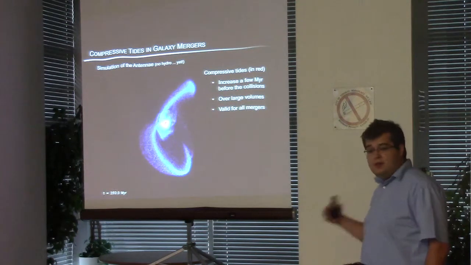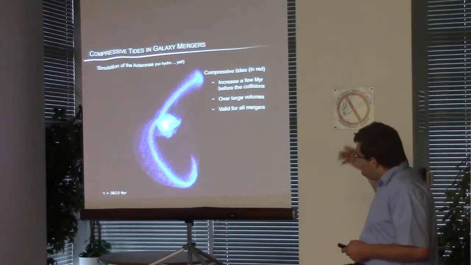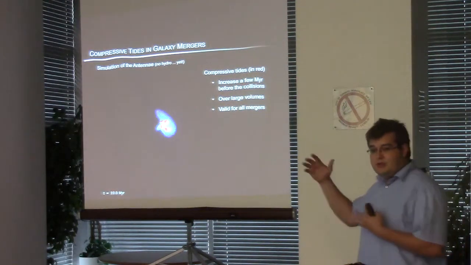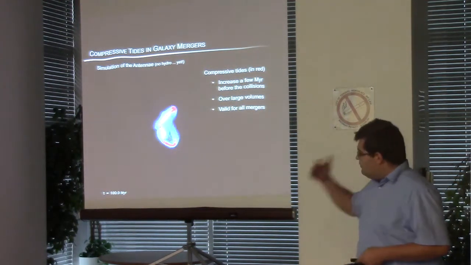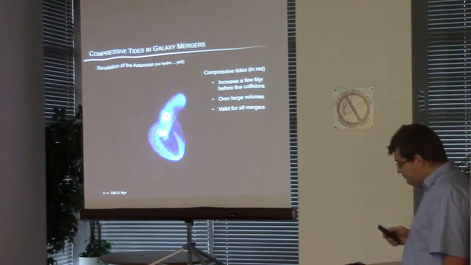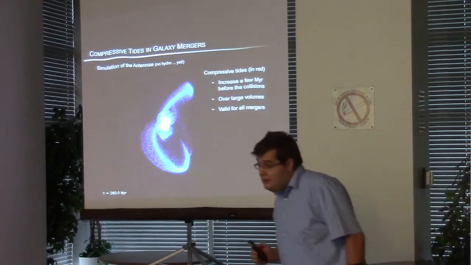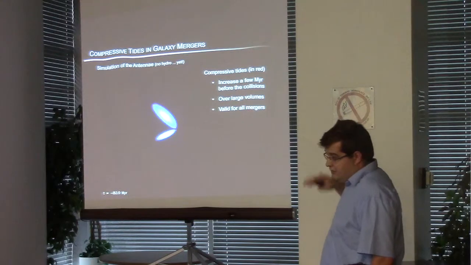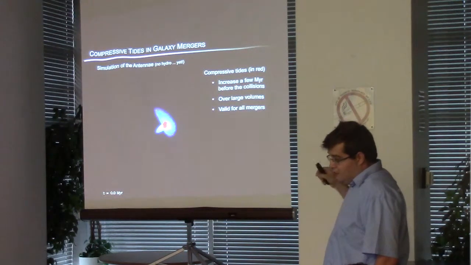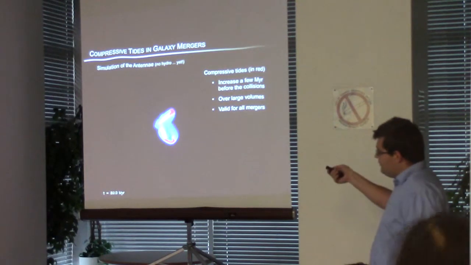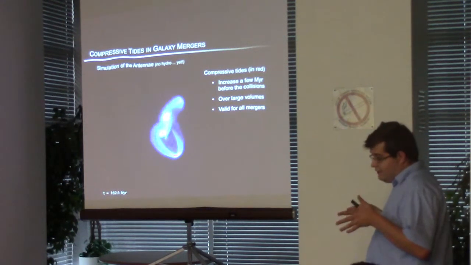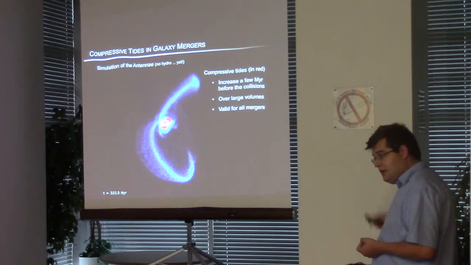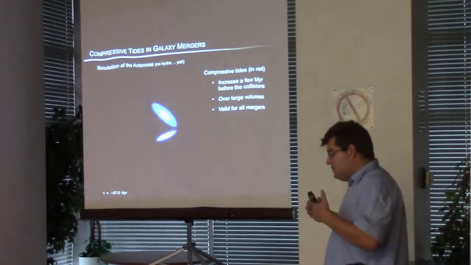In this very naive simulation of interacting galaxies with just stars and dark matter, no gas dynamics yet, I'm showing here in red the regions which are in this tidally compressive field. And you see that they develop during the merger. You have an increase a few million years before the collisions, before the pericentral passages, and these cover huge volumes like that. And the nice thing about this conclusion is that it is valid for all kinds of mergers. Of course you change the absolute value, but you always have an increase of this compressive tidal field over a large volume, whatever the mass ratio of your galaxies, whatever the orbit, whatever the shape of the dark matter halo.